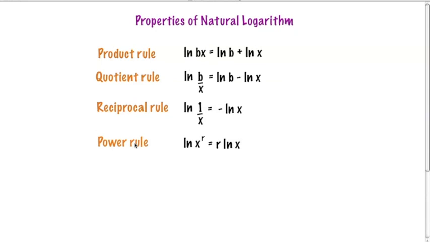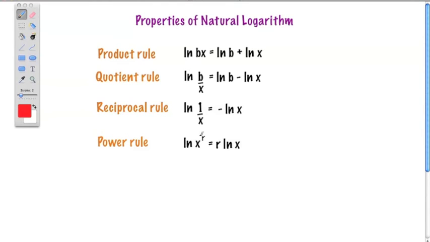And last but not least, the power rule. Let's say we have an expression ln x to the power of r. We can change it to r ln x. See why this is happening? The power r here, we bring it forward before the ln. So that is how we get this, r ln x.